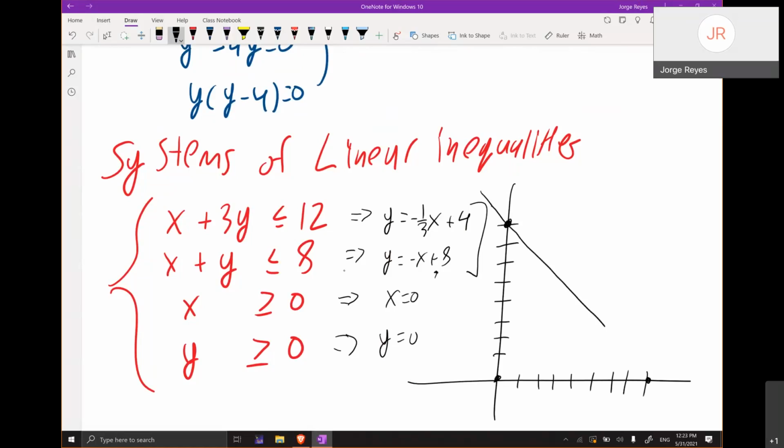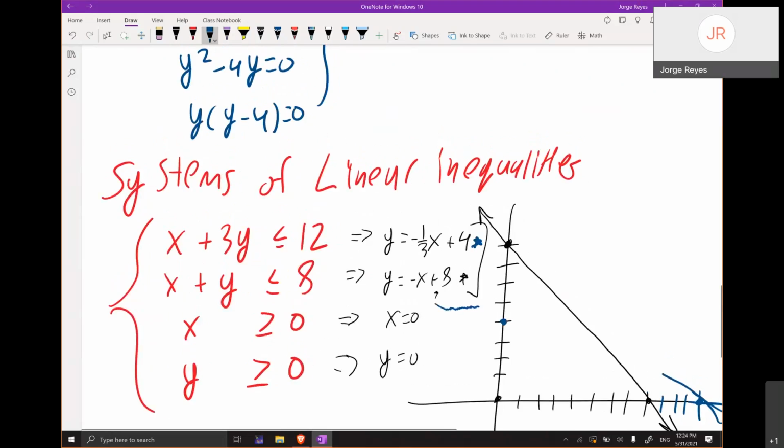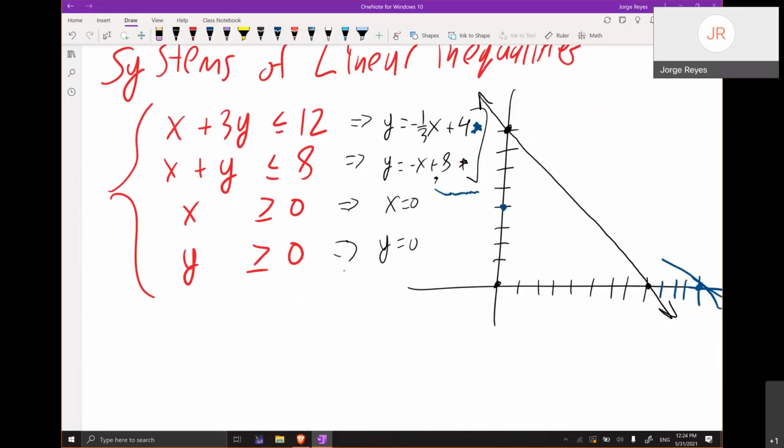So, okay, that's this line. Let me do this line in blue. Okay, so that has y-intercept 4. And the x-intercept 9, 10, 11, 12. The x-intercept is 12. So, okay, that's a little difficult. Okay, pretend you had a ruler. Okay, pretend that's a straight line.